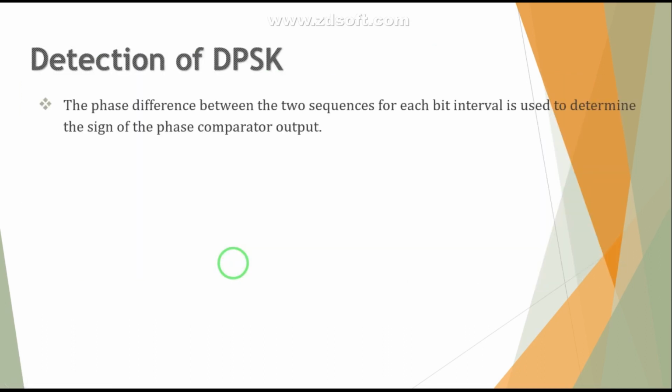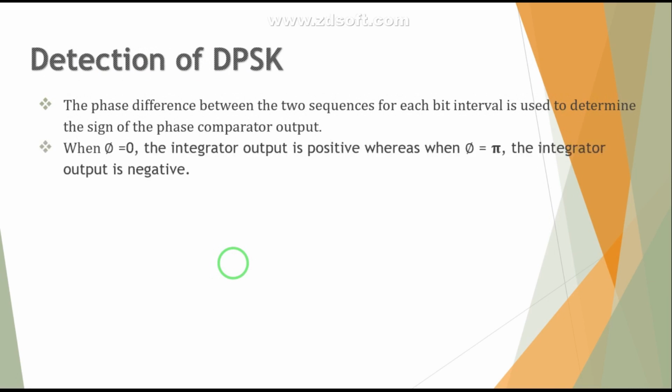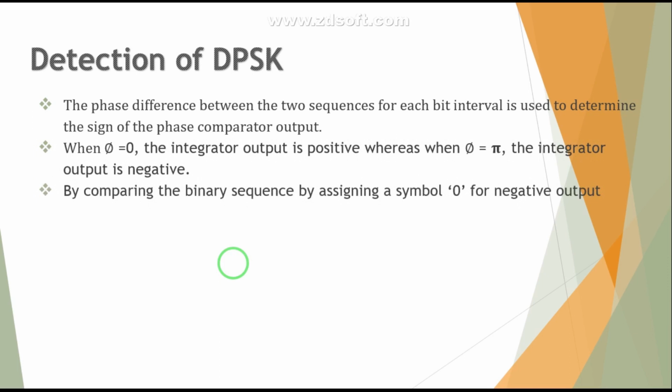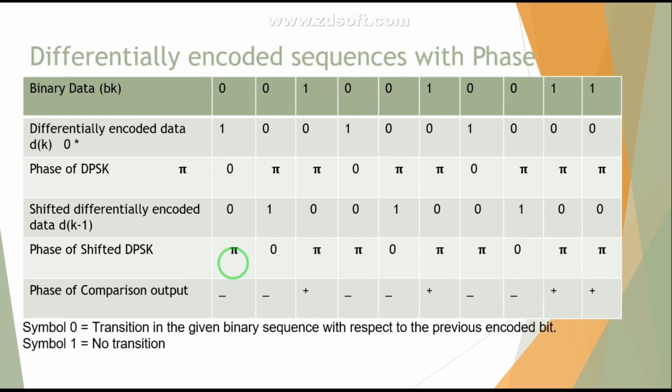Now the phase difference between the two sequences for each bit interval is used to determine the sign of the phase comparator output. If this phi is 0, the integrator output is positive, whereas if it is pi, its output is negative. By comparing, the binary sequence is obtained by assigning symbol 0 for negative output and symbol 1 for positive output. Let's see this one.